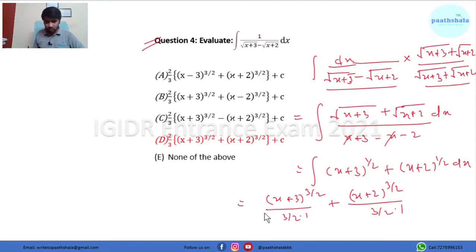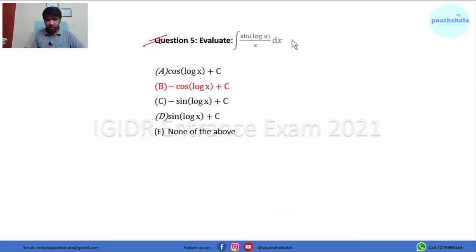So finally it should come out to be 2 by 3 x plus 3 to the power 3 by 2 minus, so here this should be minus, and here also minus. Okay, so this is our answer. So this is our only answer. Okay, let's move to the next question. So question number 5. That's a very good question and an easy one.